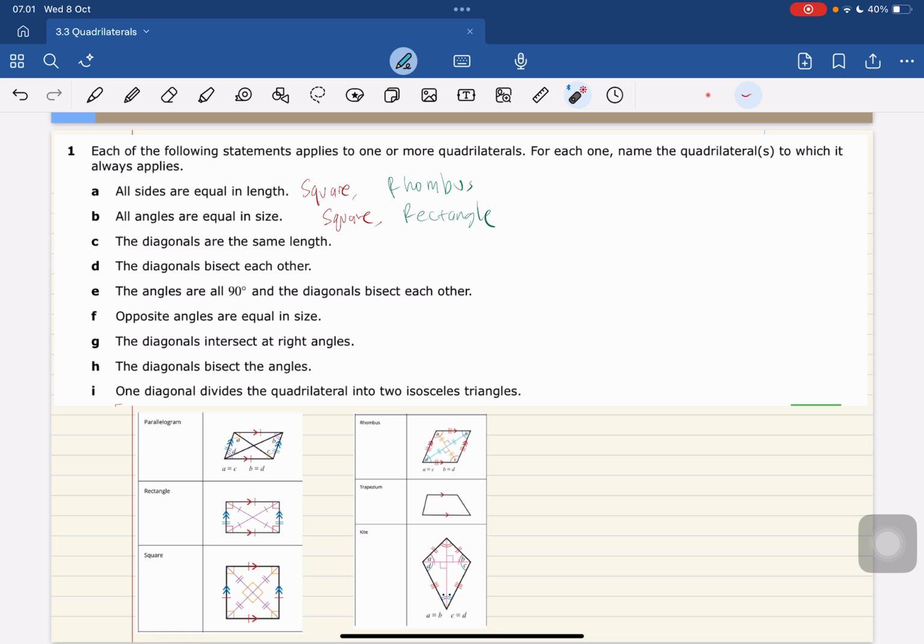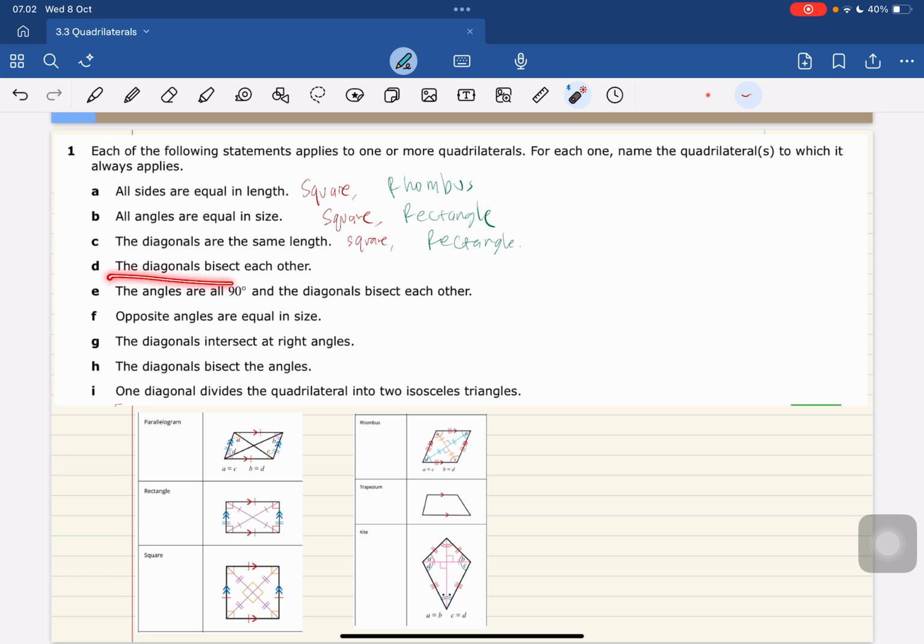Next, C. Look at C. The diagonals are the same length. The diagonal. Okay, this no. Okay, no. We got here rectangle and square. So let's write it again: square and rectangle.